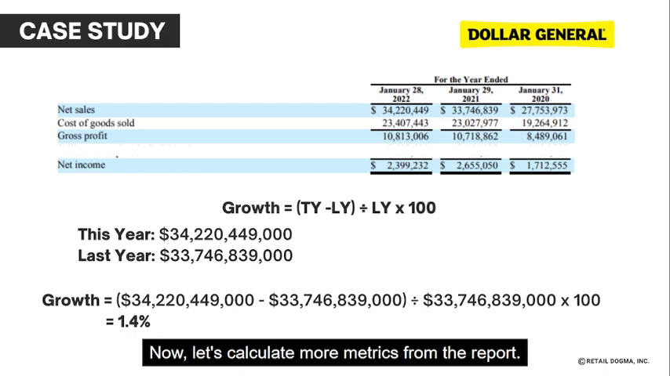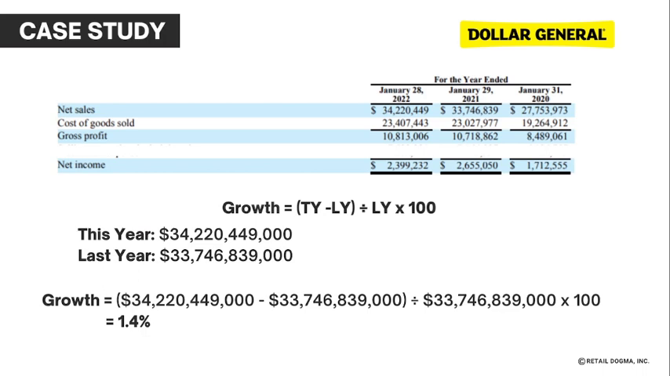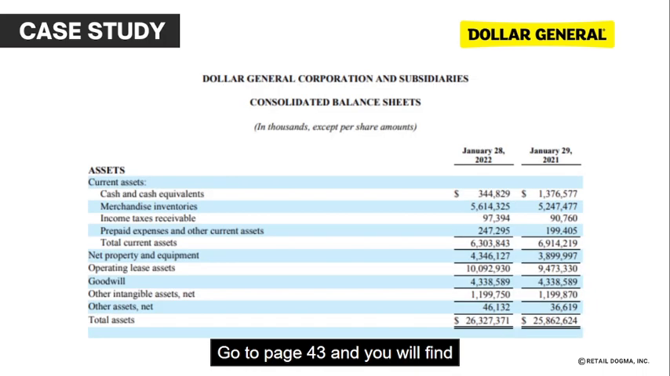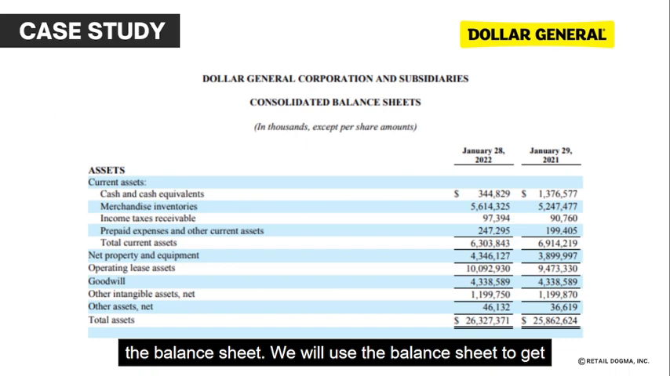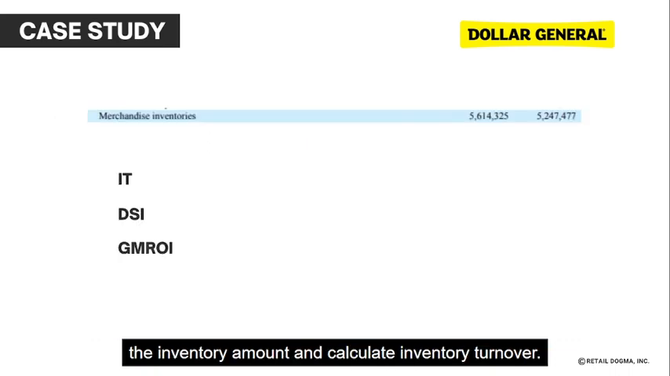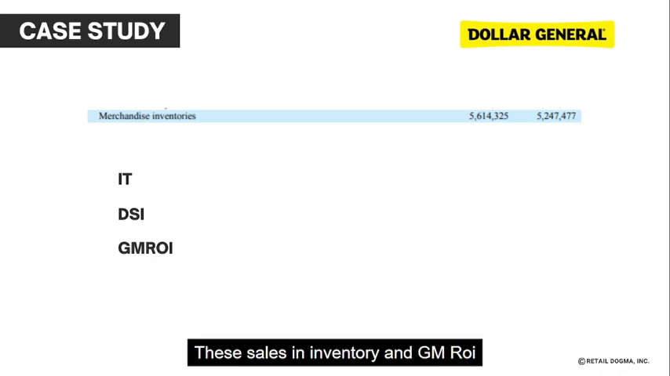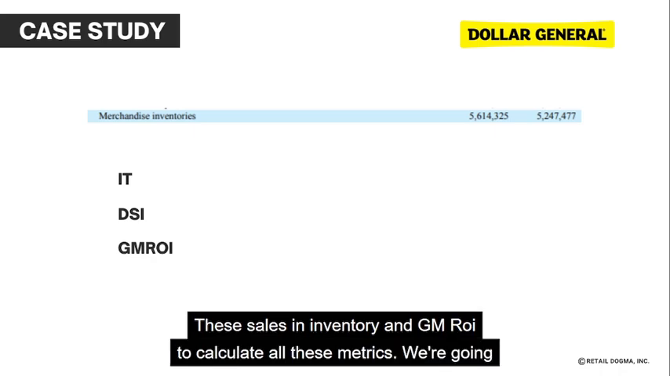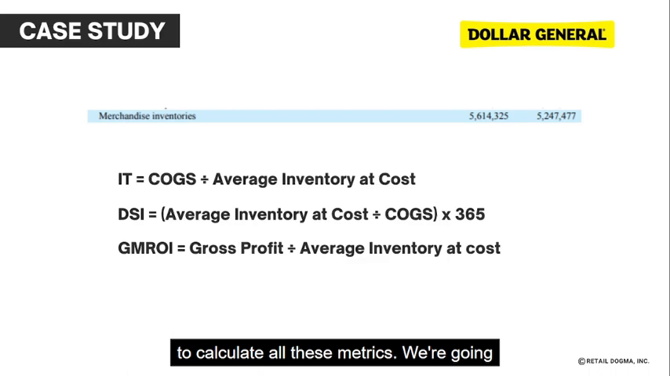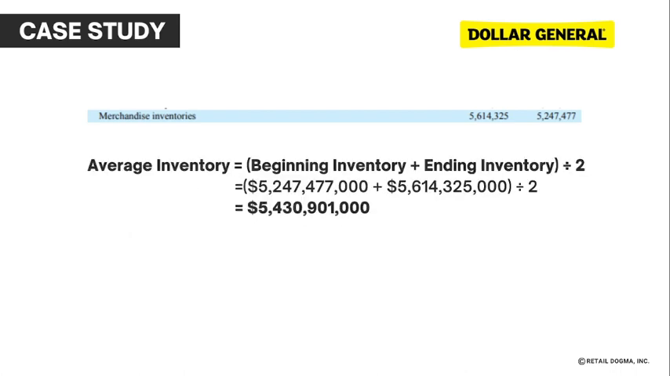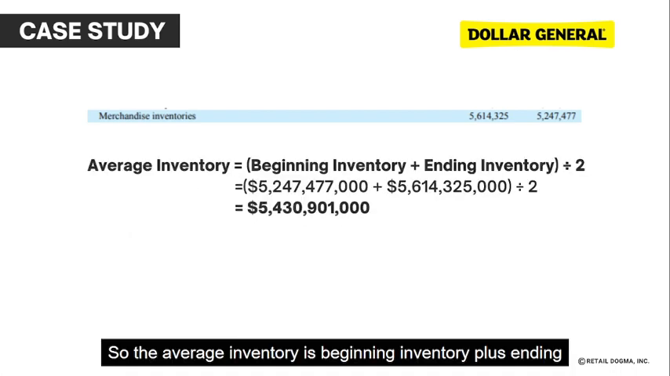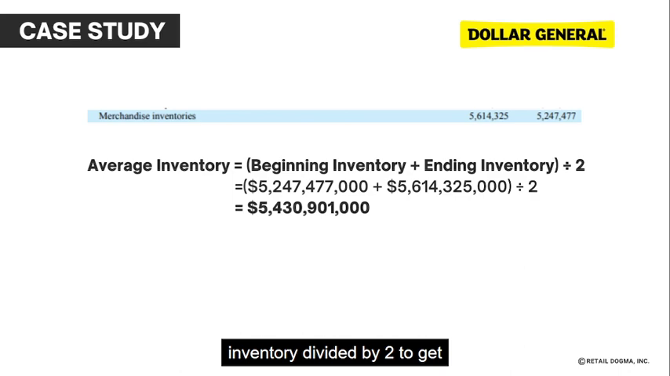Now let's calculate more metrics from the report. Go to page 43 and you will find the balance sheet. We will use the balance sheet to get the inventory amount and calculate inventory turnover, days sales in inventory, and GMROI. To calculate all these metrics, we're going to need average inventory, and this we are going to calculate from the balance sheet. So the average inventory is beginning inventory plus ending inventory divided by 2 to get the average.